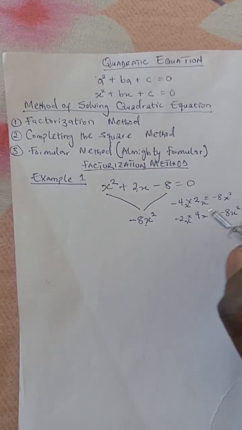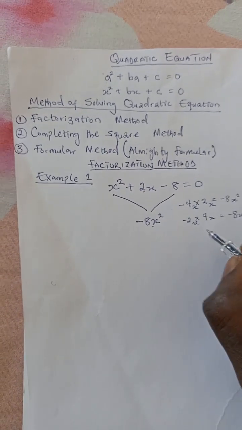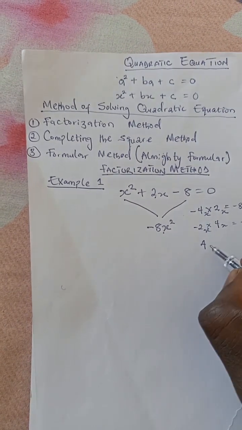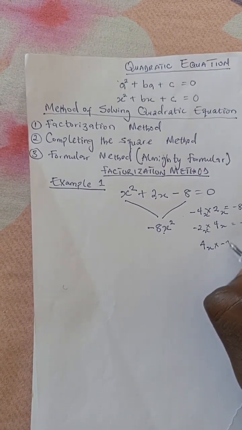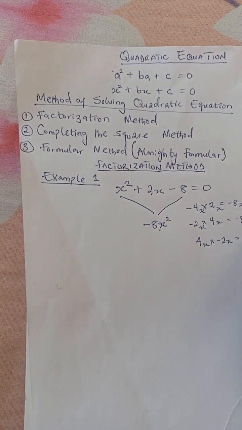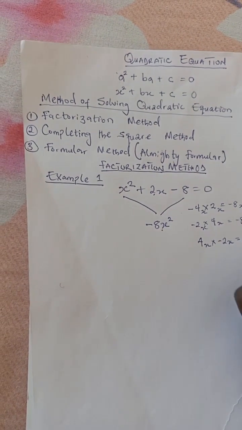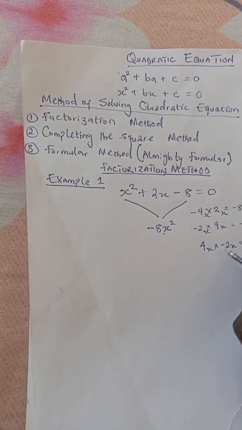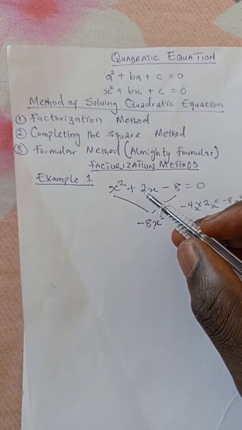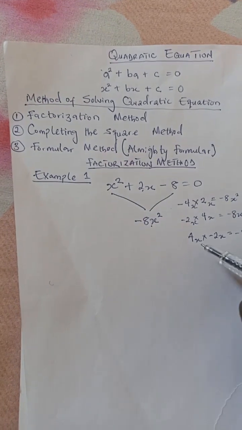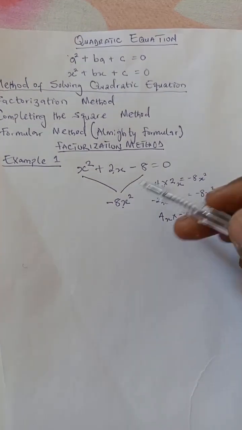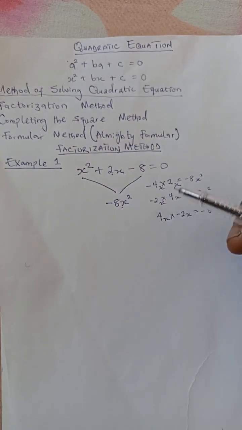So let's check another one again. Let's check 4 and minus 2. Positive 4x multiplying minus 2x. If you multiply 4x and minus 2x, it is going to give you minus 8x squared, and if you sum them, 4x minus 2x is going to give you the middle term here, 2x. So our factors are what? 4x and minus 2x. Now you substitute these factors into this equation here, into the middle term.